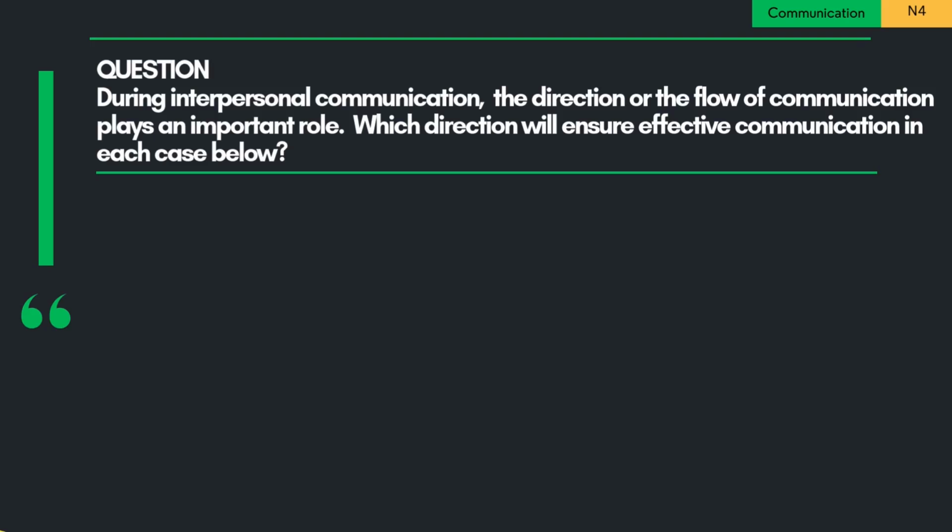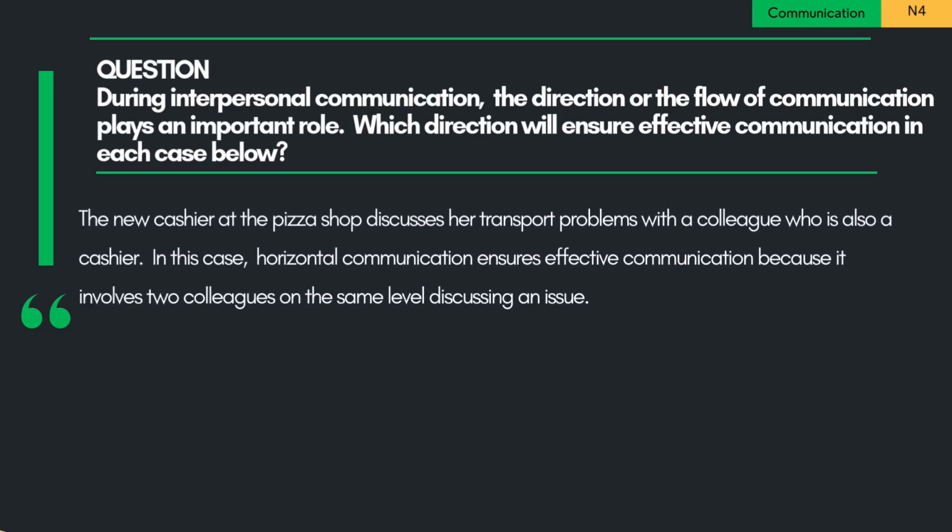Question. During interpersonal communication, the direction or the flow of communication plays an important role. Which direction will ensure effective communication in each case below? 1. The new cashier at the pizza shop discusses her transport problems with a colleague who is also a cashier. In this case, horizontal communication ensures effective communication because it involves 2 colleagues on the same level discussing an issue.